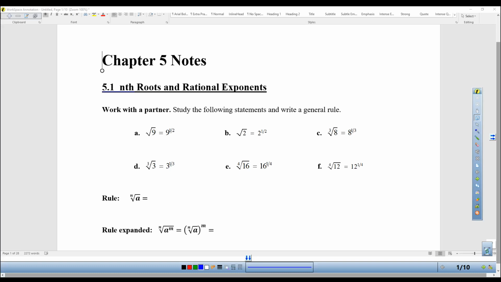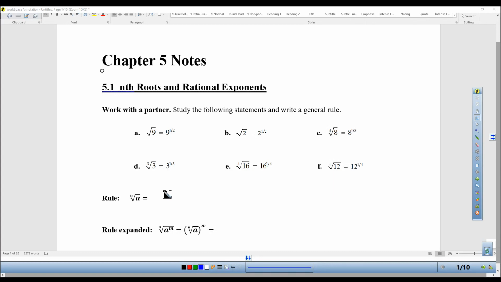Today is the first day of Chapter 5, and we're going to be doing Section 5.1, nth roots and rational exponents. So if we were in class, I would not normally actually start teaching. I would have you work with a partner, as you can see, and study these following statements to see if you can write a general rule. So I do hope that you'll pause the video and look at these 6 statements and see if you can figure out what the general rule is.